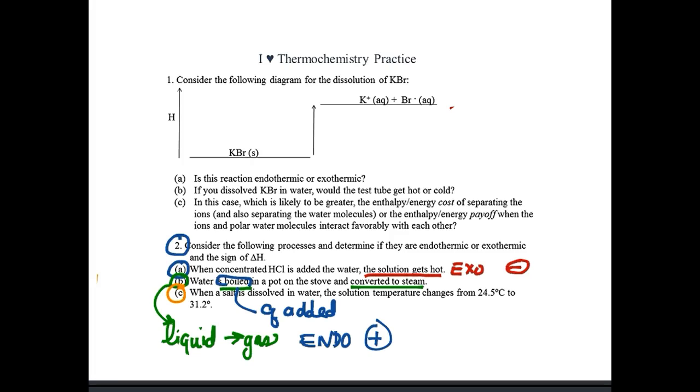Part C, when a salt is dissolved in water, the solution temperature changes from 24.5 degrees to 31.2 degrees. So the only information you have there is the temperature change. The temperature increases, which means the solution gets hotter. Those are the surroundings. That means it's exothermic, and delta H is negative.